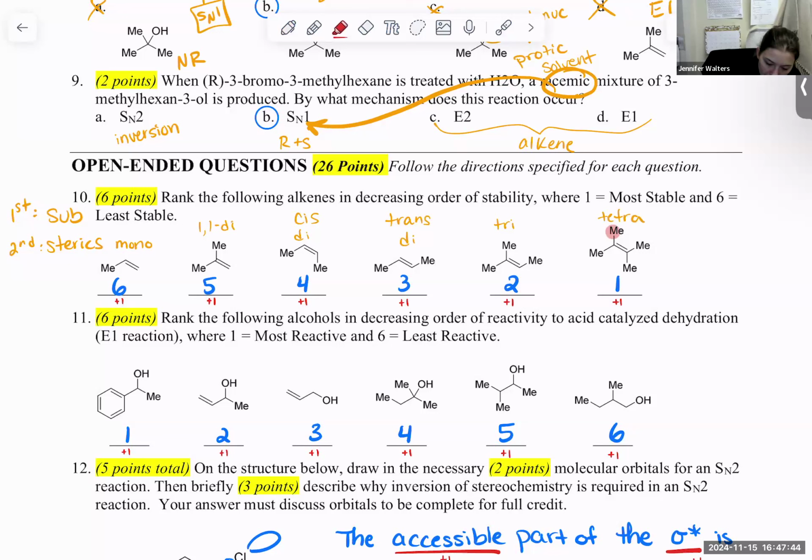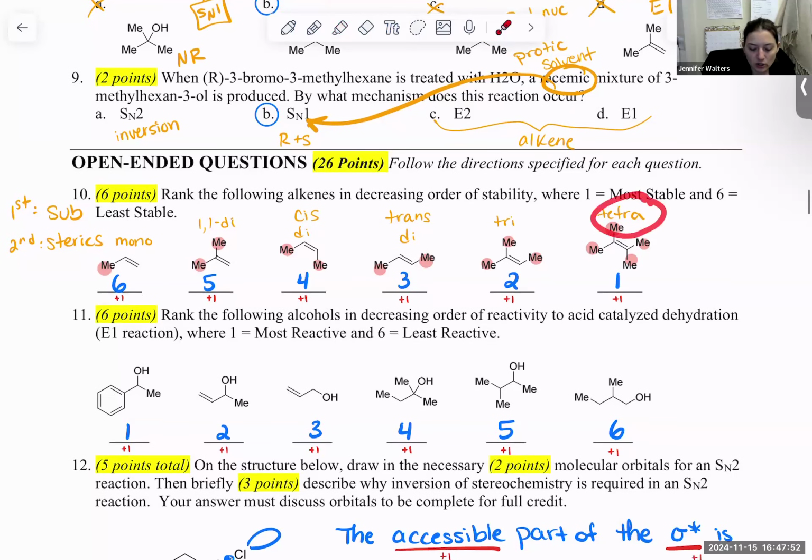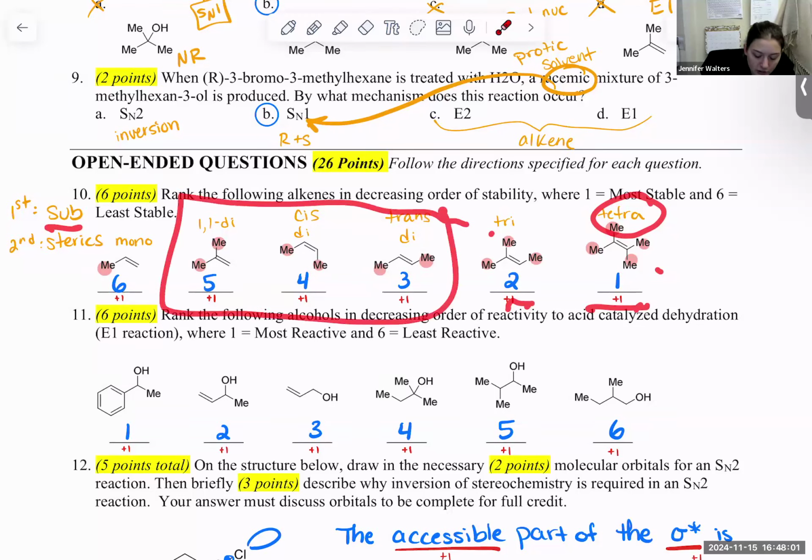And again, I'm just looking at the number of groups that are coming off, the number of non-hydrogens attached to my double bond. So tetra is definitely going to be number 1. It has the greatest number of substituents. Then tri becomes number 2. Then my disubstituteds are going to be 3, 4, and 5. And mono has to be number 6 as the least.